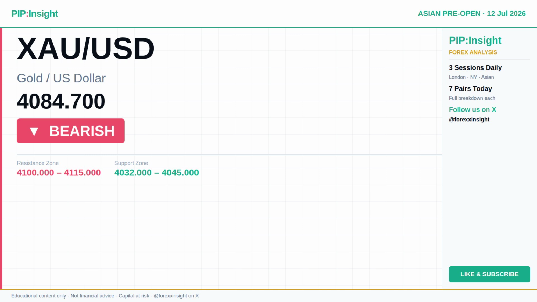The levels worth watching closely are the $4,100 to $4,115 zone overhead. That's the area any bounce needs to navigate, and down below, the $4,032 to $4,045 region represents the structural swing low that defines the current range.